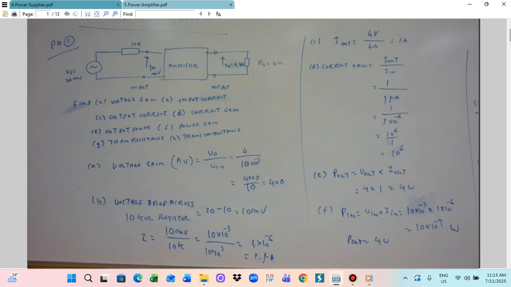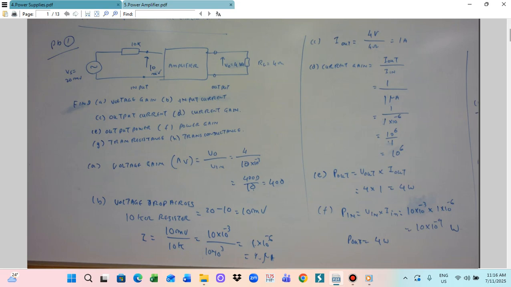The formulas are: voltage gain is output voltage by input voltage, so we measure the output voltage and input voltage and divide. Then we have to find the input current. VA is 20 millivolt, the voltage across the amplifier is 10 millivolt, so the difference, 10 millivolt, is across the 10 kilo ohm resistor. This voltage divided by the 10 kilo ohm resistor gives us the current.